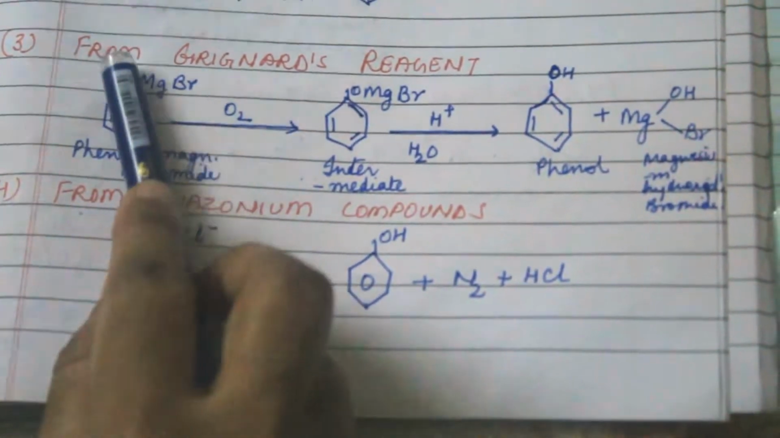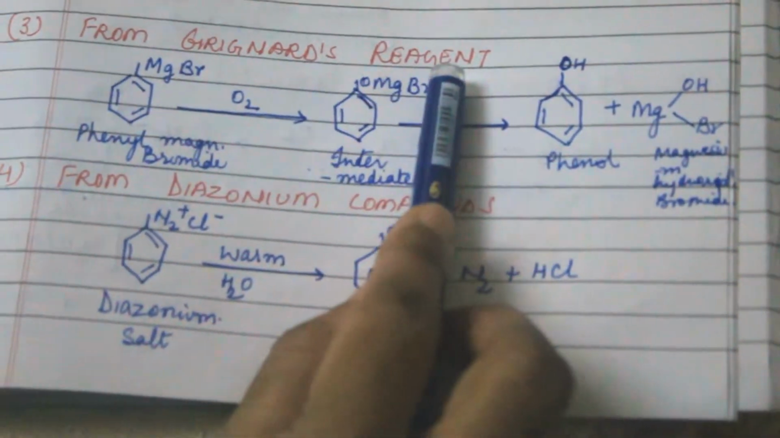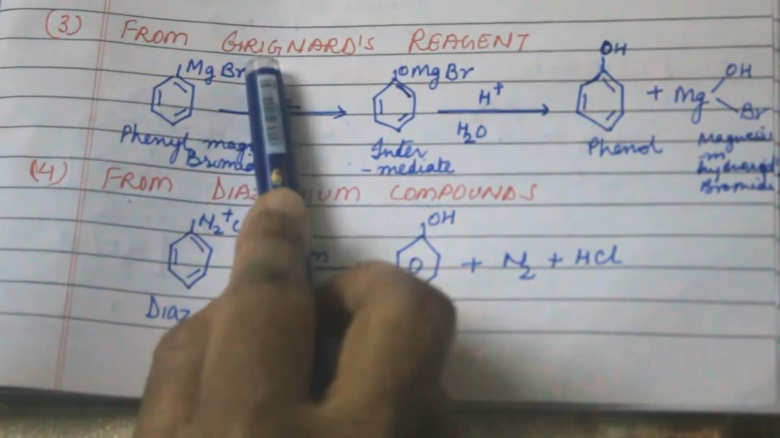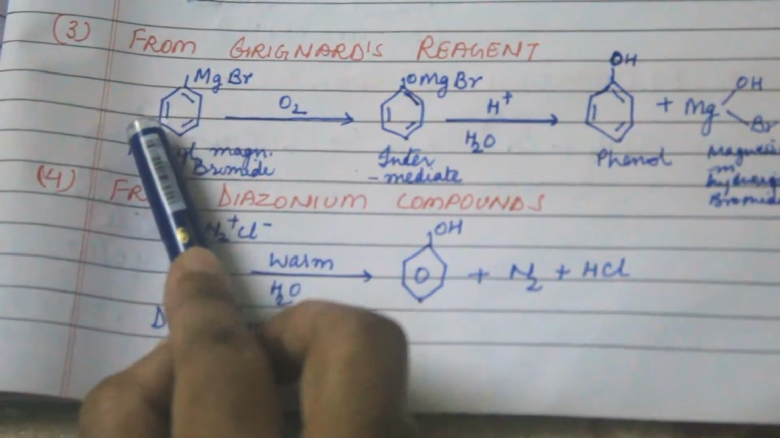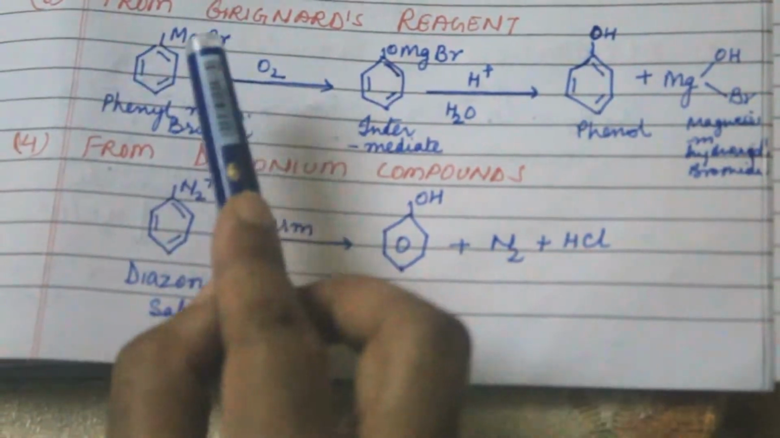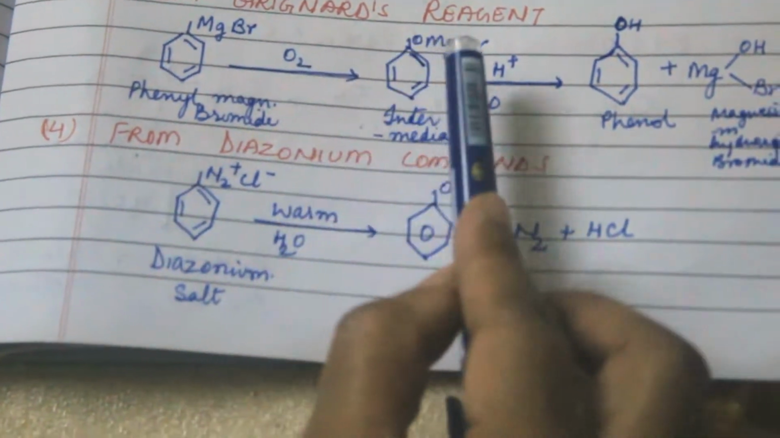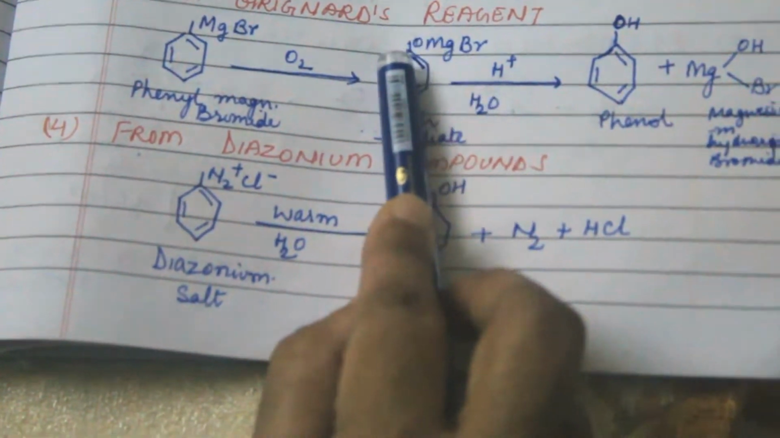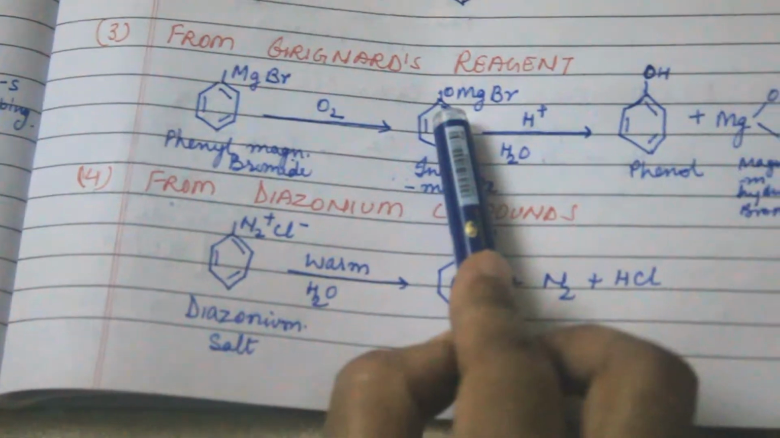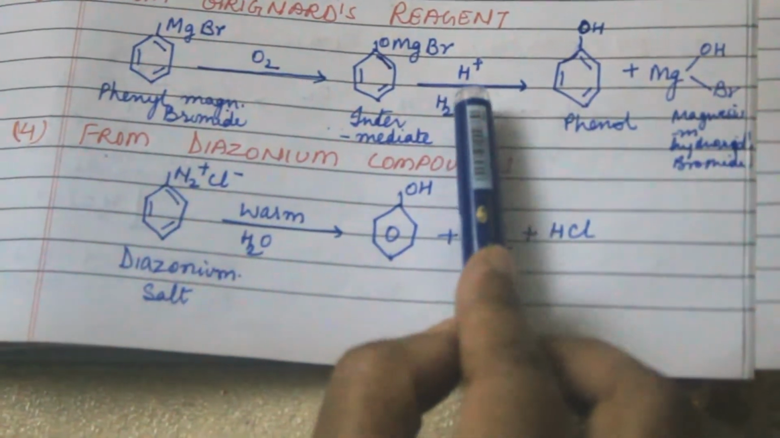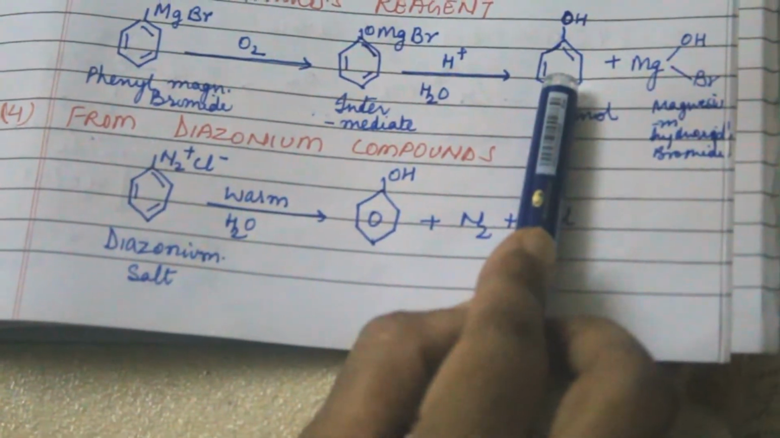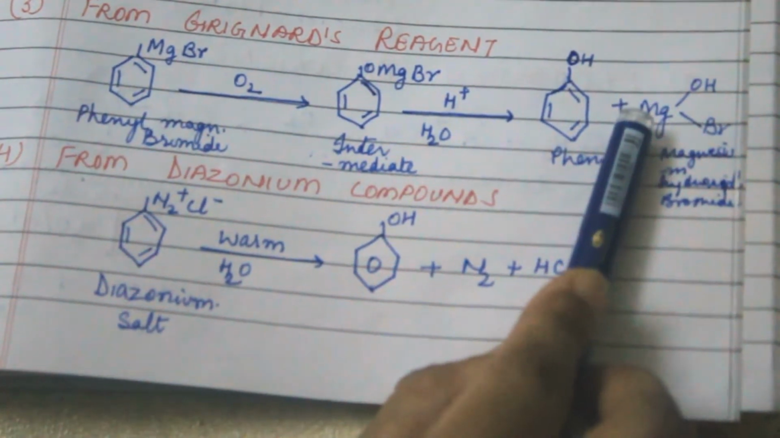Now the next preparation is from Grignard reagent. This is phenyl magnesium bromide, and it is also known as Grignard reagent. When this Grignard reagent gets treated with O2, it forms an intermediate complex. When this intermediate complex is again treated with water molecules and H+ ion, it forms phenol and magnesium hydroxy bromide.